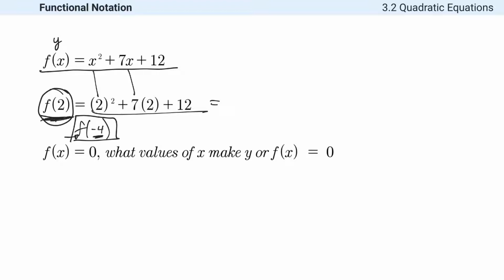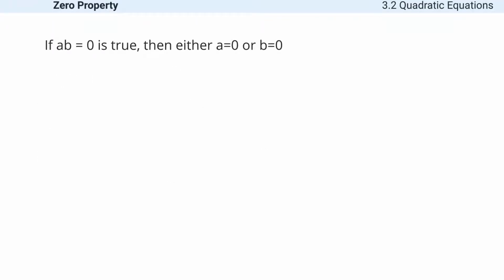That's different than saying f of x is equal to 0. In this one here, it's saying what values of x make y equal to 0. And this is what we're doing in this section, 3.2: we're setting the function equal to 0 and then solving. There are a bunch of different ways that you can solve these quadratic equations.